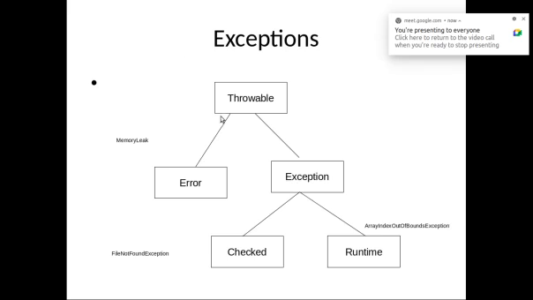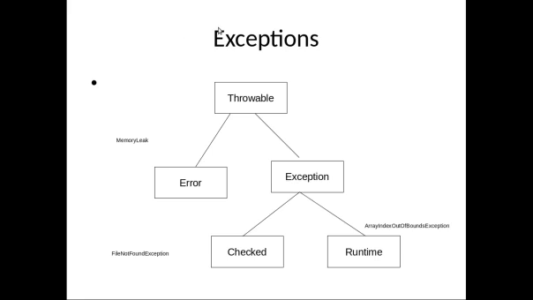Okay, before that, just go through this diagram. In the Throwable class, there are two types of defects or problems that can be handled from the Java point of view. One is error, another is exception. Exception is of two further types: one is checked exception, another is runtime exception.